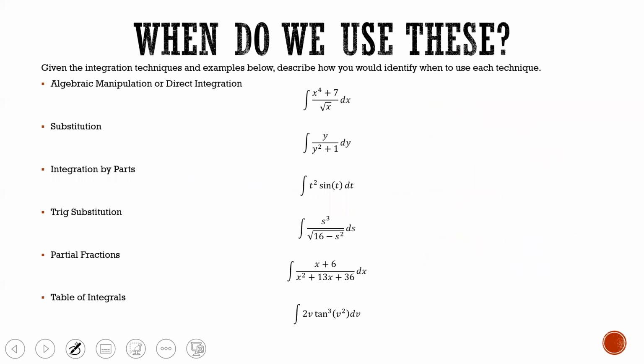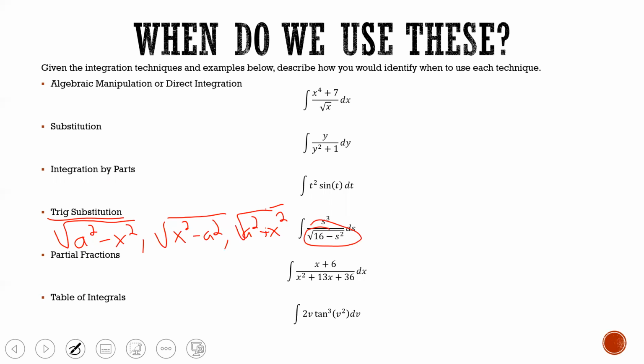All right, trig substitution. Remember, when we're looking at that, we're looking for one of those three forms: the square root of a squared minus x squared, square root of x squared minus a squared, or square root of a squared plus x squared. Or x squared plus a squared, which should be the same thing. Anytime we see one of those, we would use a trig substitution, which is what we see here. We have square root of 16 minus x squared, and that's the form a squared minus x squared. So we use trig sub.